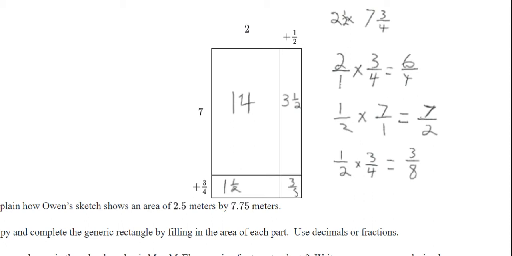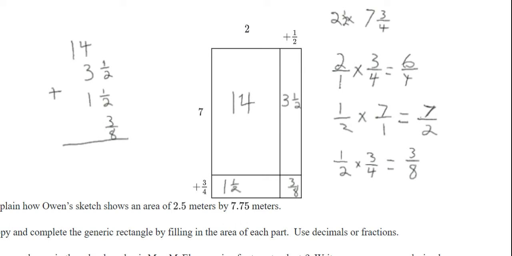Our final step for this is to add all the numbers inside the boxes. We're combining all those partial areas, and we're going to add them all together. So over here on the side, we'll write down 14 plus 3 and 1/2, plus 1 and 1/2, and 3/8. I'm just lining up our place values here, so we have our ones and we have our fractions.